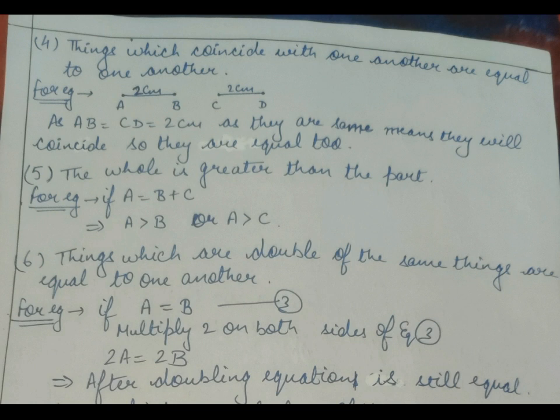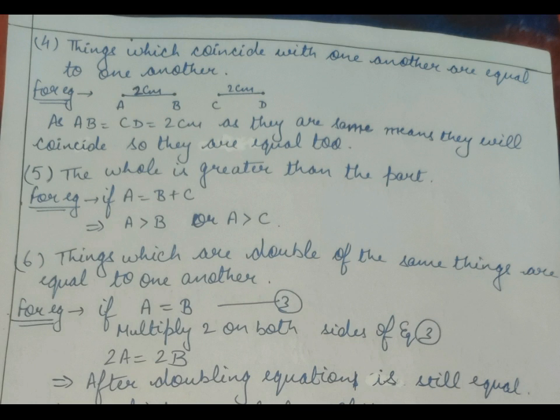Now axiom number 5 is: the whole is greater than the part. In this example, if A is equal to B plus C, and we take it separately, we can say that A is greater than B or A is greater than C. So it is proved that the whole is greater than the part.